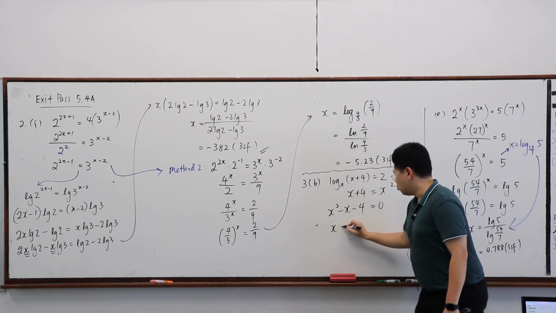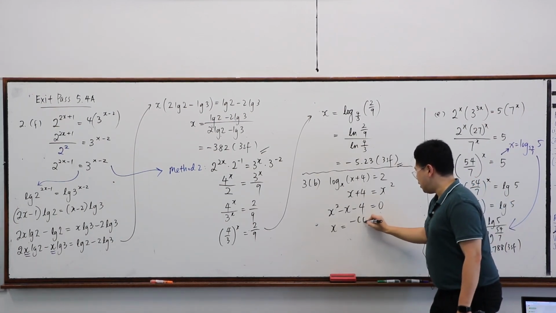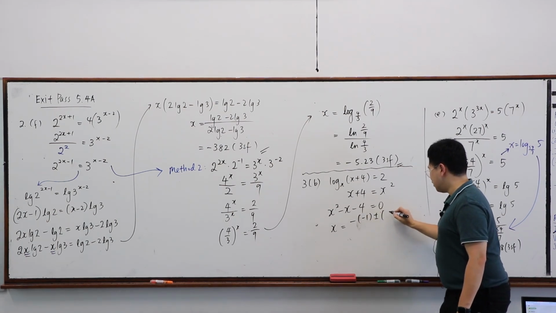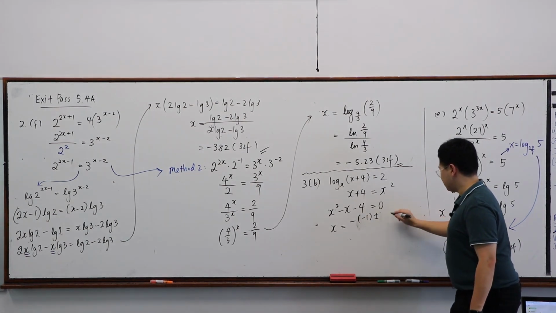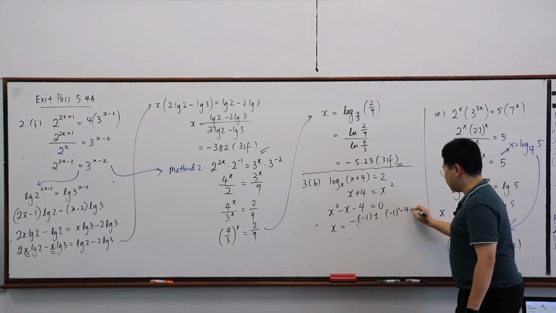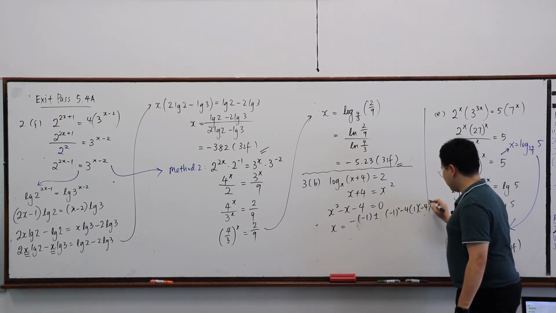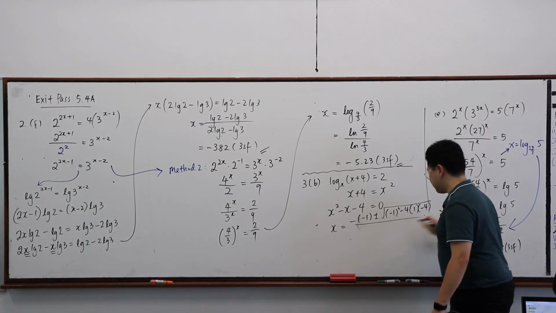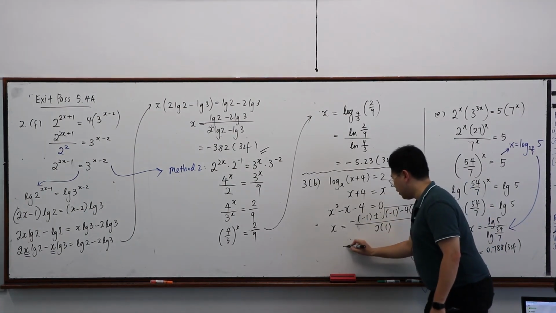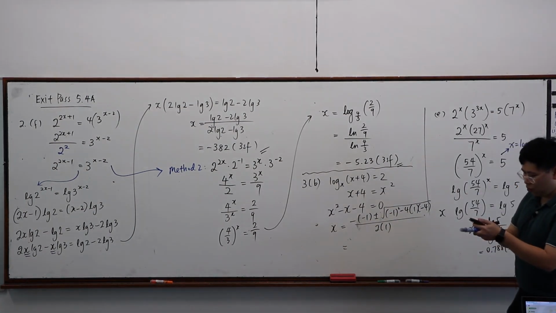So we need to do this: negative b plus minus the square root of b squared minus 4ac, because I cannot factorize, over 2a. Okay, so mode 5 2.